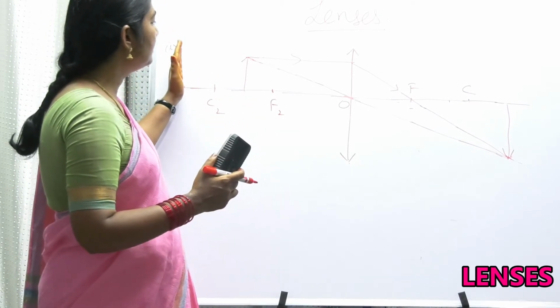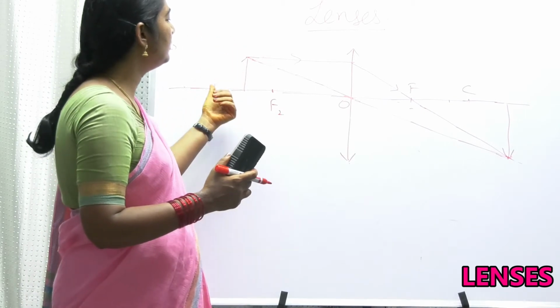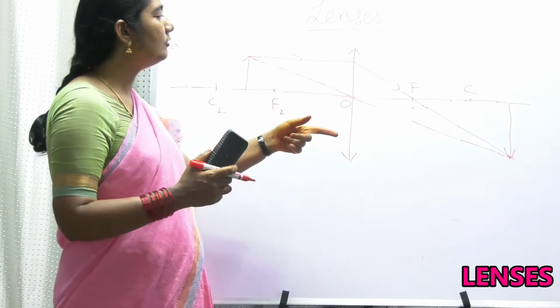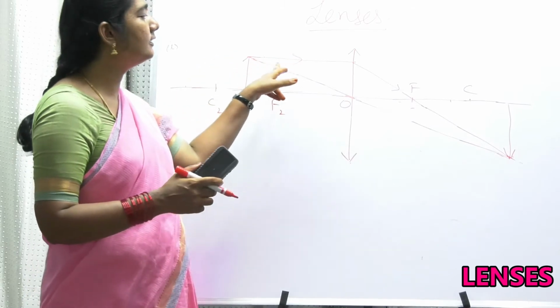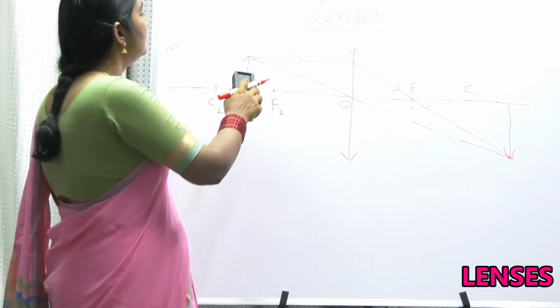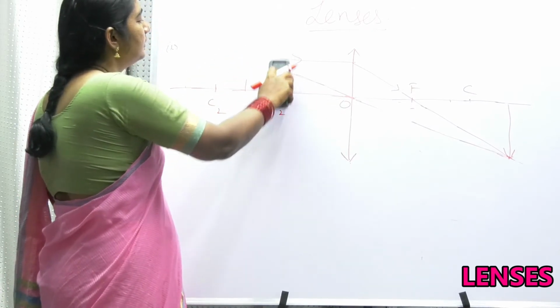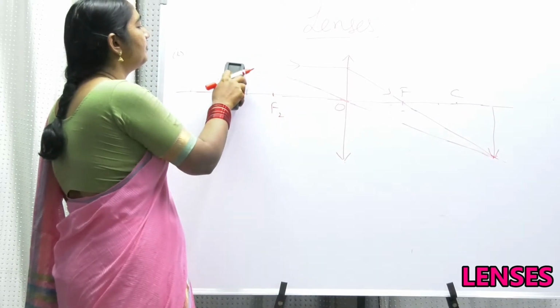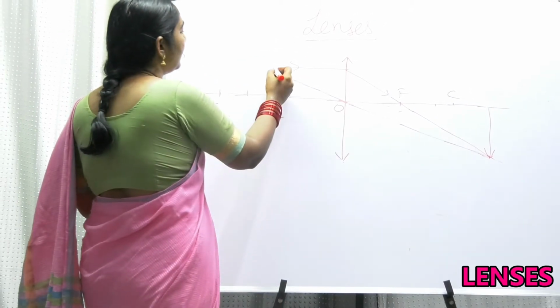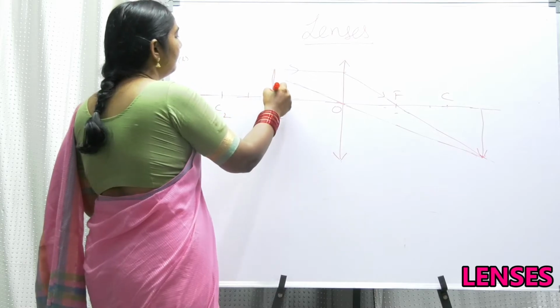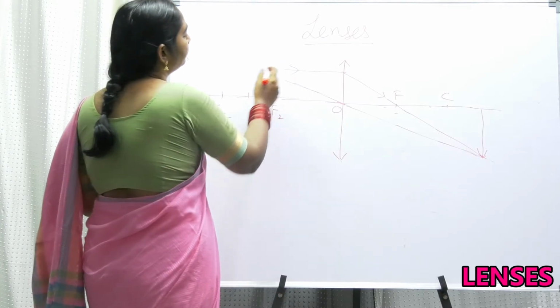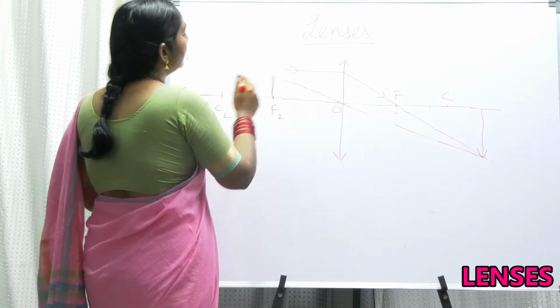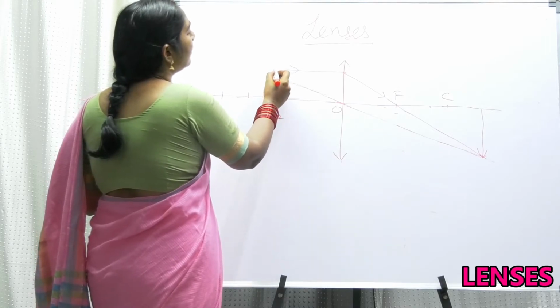First we kept it beyond C, then at C, then between C and F. I think now you understood this, the first ray and the second ray. Now the next case. Now we are going to put the object at F. What is happening when we put an object at F? In this particular case, my dear friends, you can now draw the diagram.